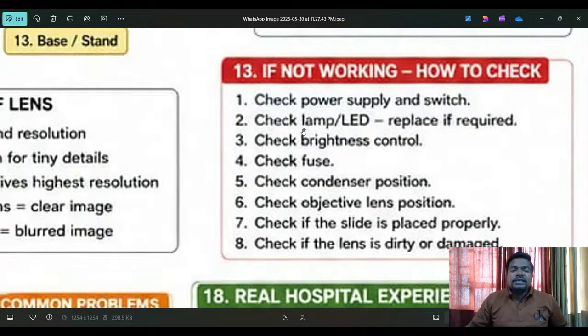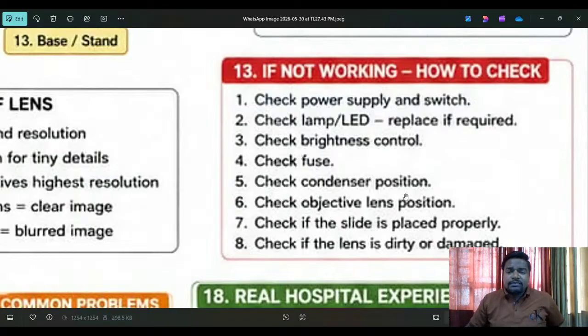Next, the third point is check brightness control. For brightness purposes, there will be an intensifier, and sometimes the intensifier also will not be working. So you have to find out how it is working, and then open the equipment. At the base of the microscope, if you open it, it is visible. A transformer will be there, and a bulb holder will be there. Next, the fuse is available at the backside of the microscope. Sometimes they keep it inside, depending on the manufacturer.